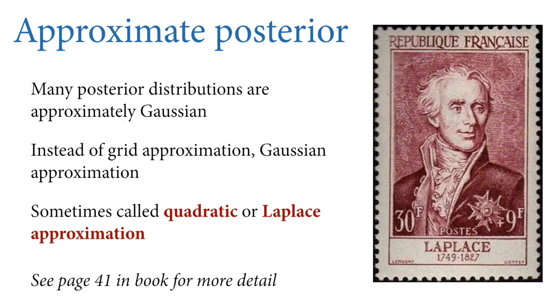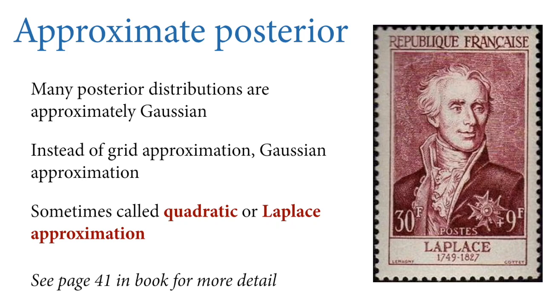Okay. In practice, we're not going to fit these models with grid approximation. We could. They're not that complicated yet, and it doesn't take that long. But what we're going to use instead, and we'll use this throughout the first half of this course, is an approximation of the posterior distribution, which is often very high quality, actually. And the approximation is a Gaussian approximation of the posterior distribution.